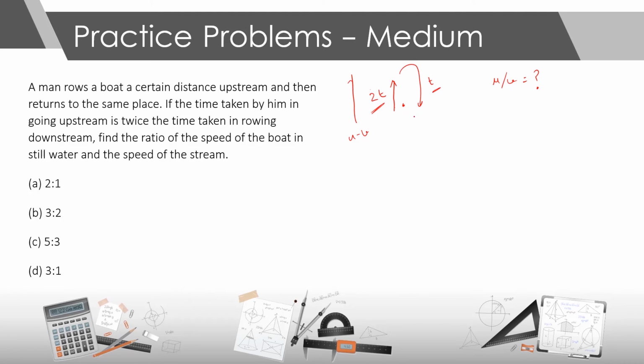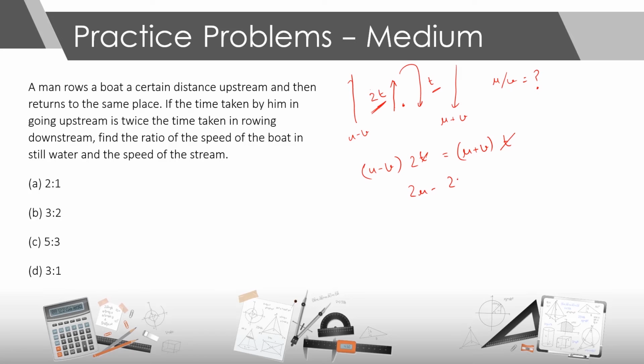The upstream speed is u minus v and the time taken is 2t. So u minus v into 2t is the distance traveled upstream. Similarly, when the boat is moving downstream, the distance is u plus v into t. And since both the distances are same, we are equating them.